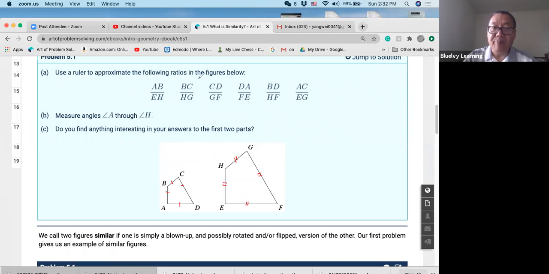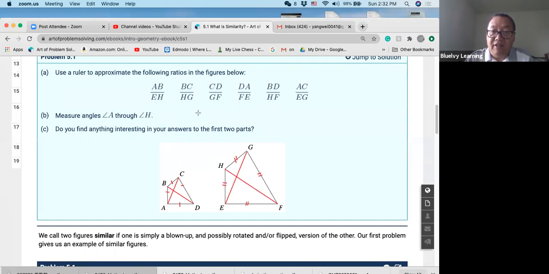Then you can also measure the lengths of the diagonals: BD over HF, and AC over EG. Then you can see whether all these ratios are the same. Okay, everybody, you can try it.